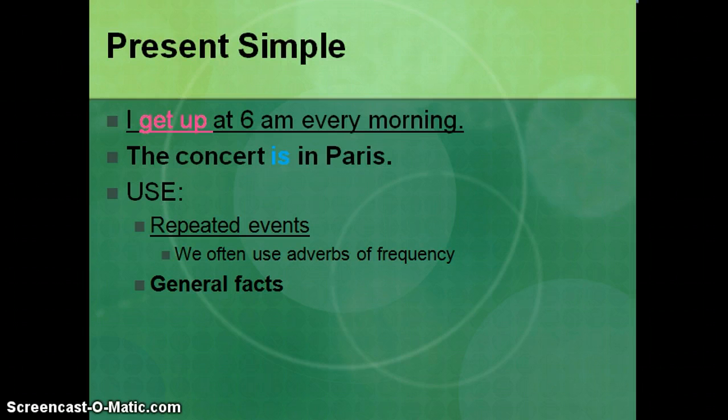So the use that we give here, for example, in the first example, is that I get up at 6 a.m. every morning is a repeated event. We often use also adverbs of frequency, such as always, sometimes, never, often. Another way of using the present simple is to use it for general facts. For example, the concert is in Paris.